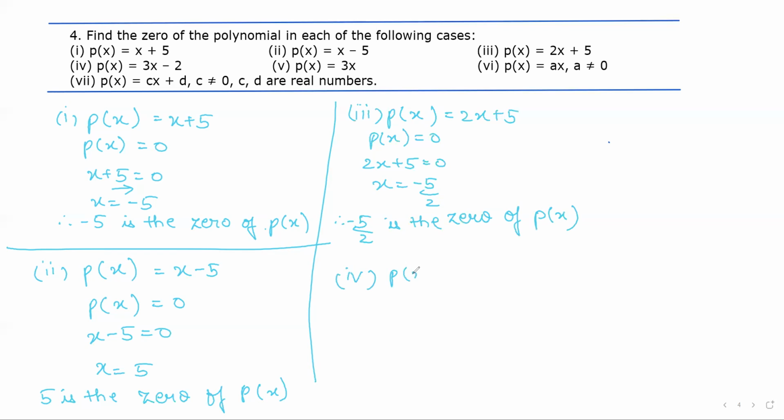Fourth, P of x is equals to 3x minus 2. P of x is equals to 0. Therefore, 3x minus 2 is equals to 0. Therefore, x is equals to 2 upon 3.